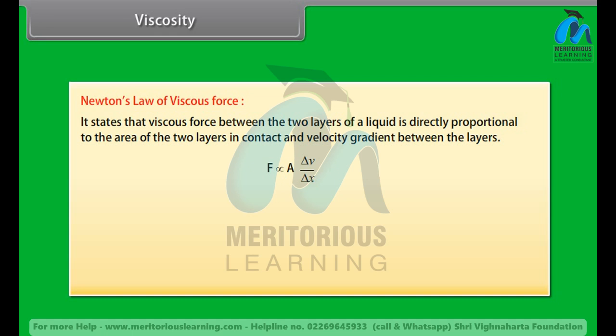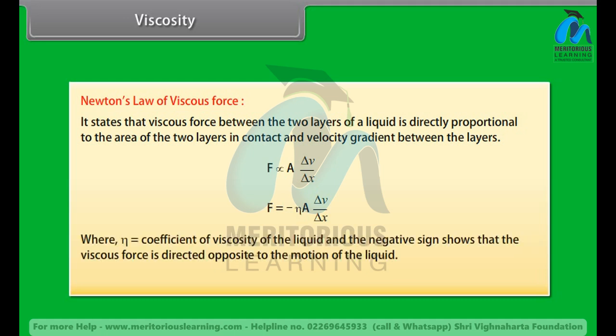This equation can be written as F = −η A Δv/Δx, where η is the coefficient of viscosity of the liquid, and the negative sign shows that the viscous force is directed opposite to the motion of the liquid. Its dimensional formula is M L^−1 T^−1.